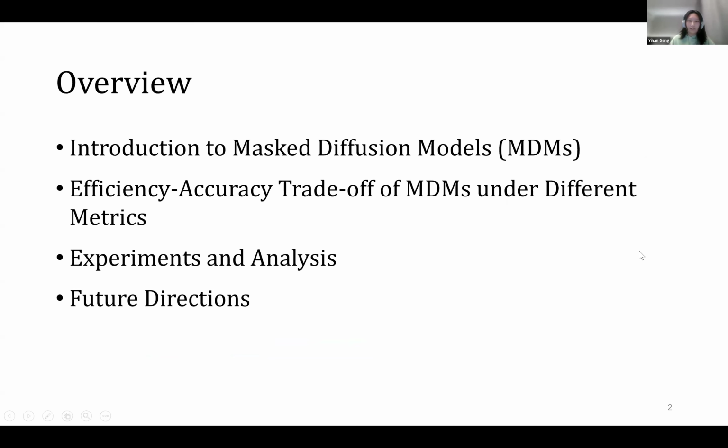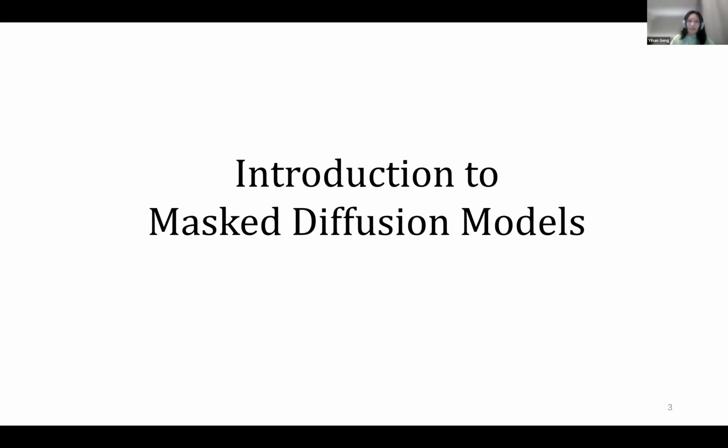Here's an overview of the talk. First, I'll begin by introducing the mechanisms behind mask diffusion models, or MDMs, as we call it, mainly focusing on how they work and the key features of their design. Then we'll step into the main topic of the talk, which is the efficiency-accuracy trade-off in MDMs under different metrics. I'll walk through the main theorems and discuss their implications. Following that, I'll present some experimental results that can support our analysis. Finally, I'll briefly discuss the potential directions for future research. So let's begin.